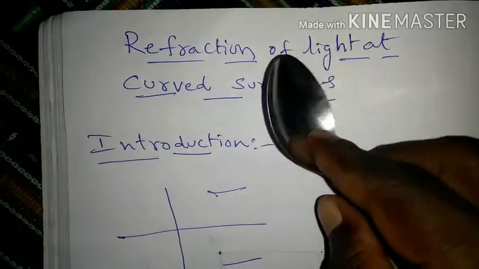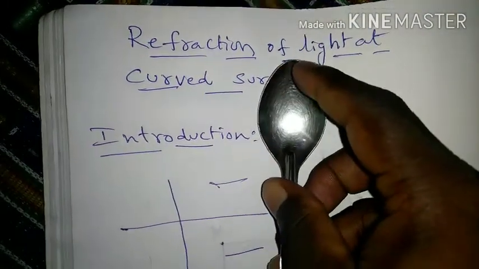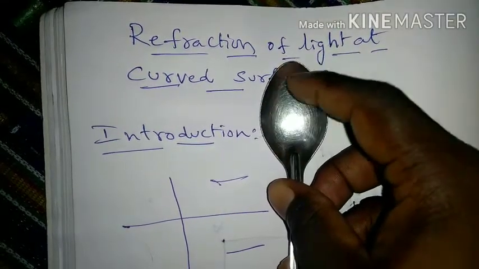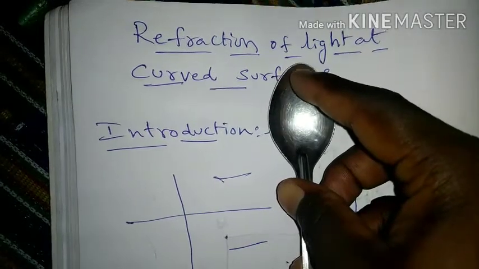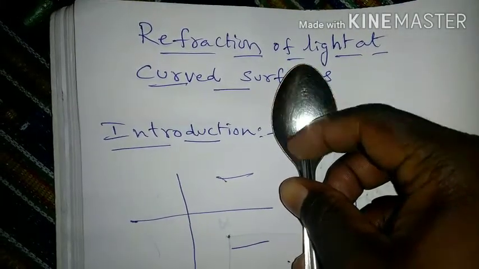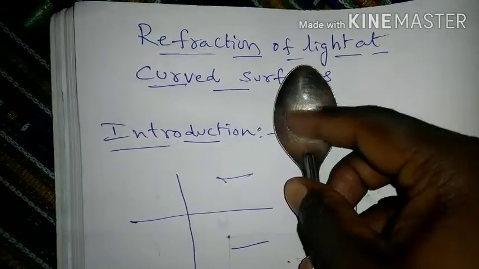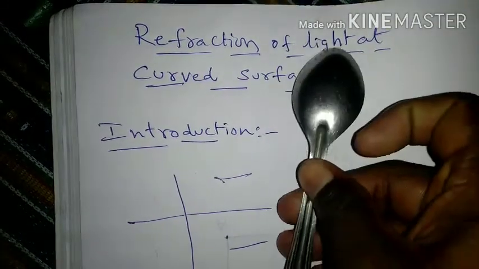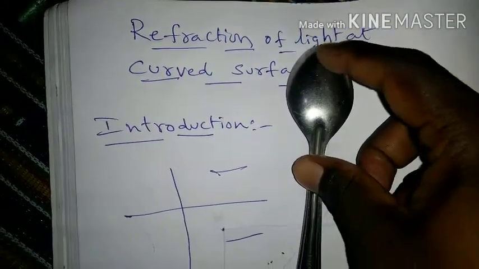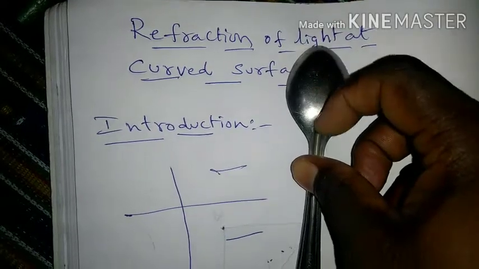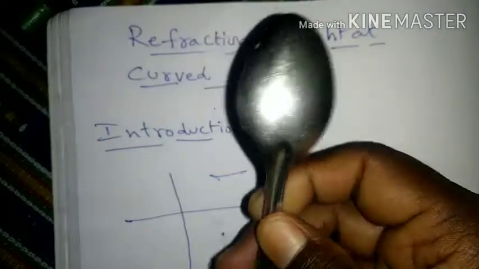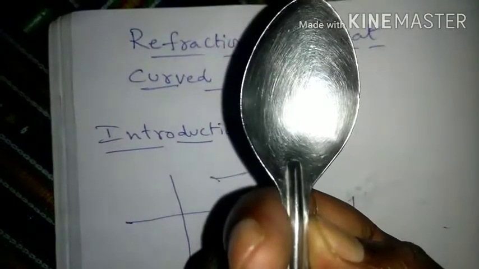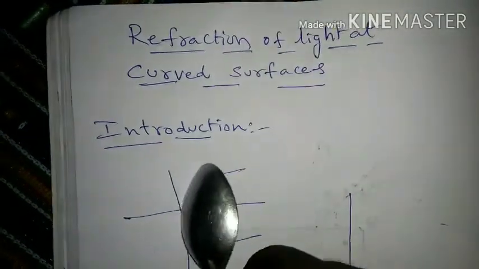Another example is a spoon. A spoon is a curved surface. One side is concave and the other side is convex. This is convex and this is concave. These are examples.